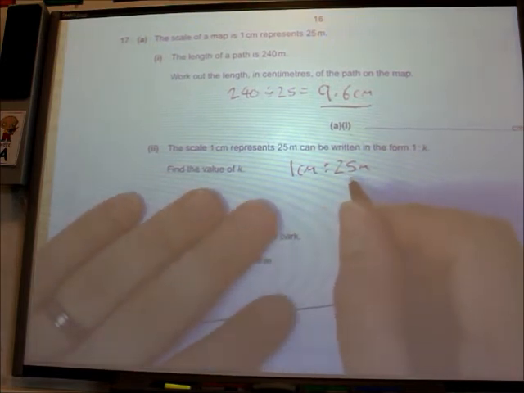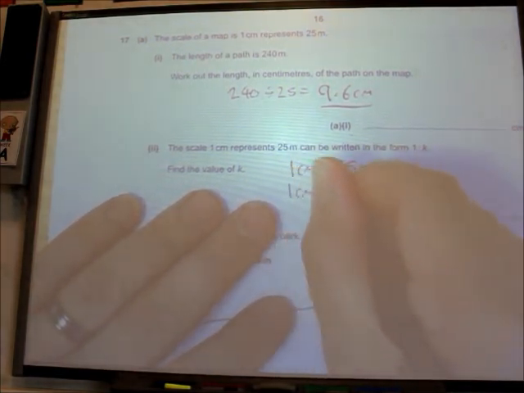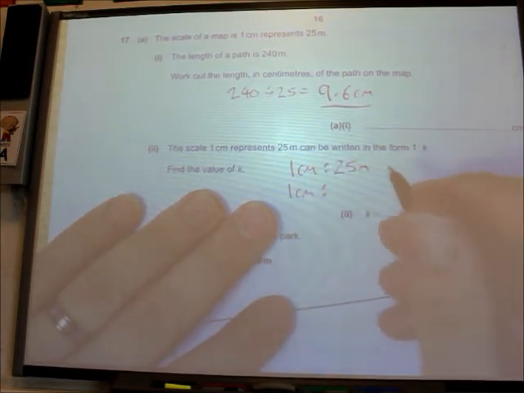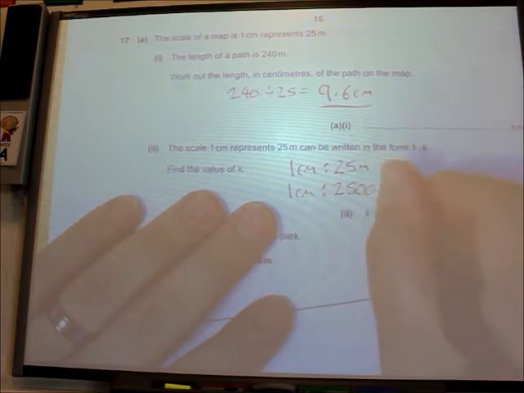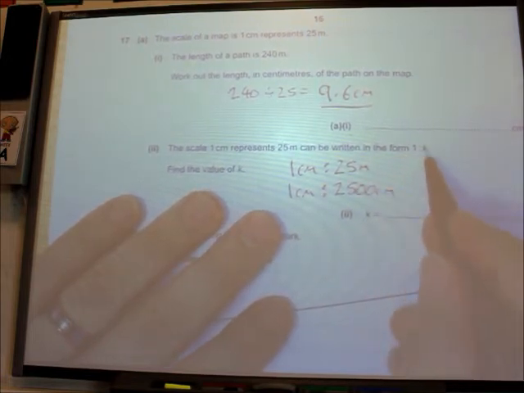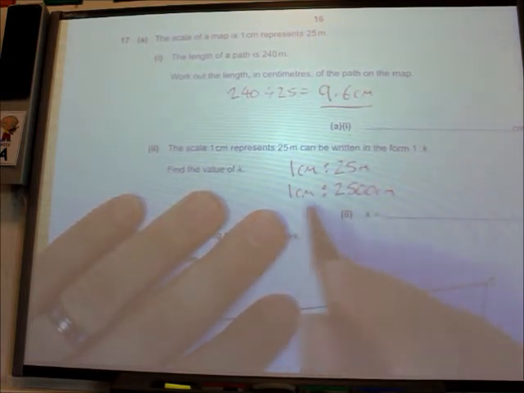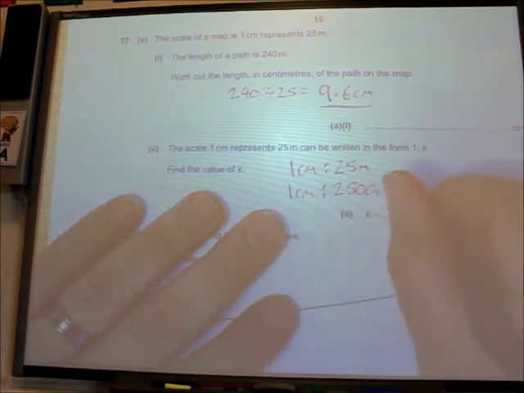So let's convert that to centimetres. So 1 centimetre, and you need to know there's 100 centimetres to a metre. So you times that by 100, 2,500 centimetres. So if it's 1 to k, it'll be 1, there's 1 already there, to 2,500.